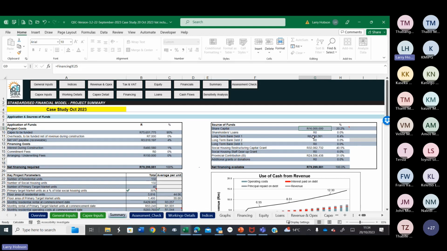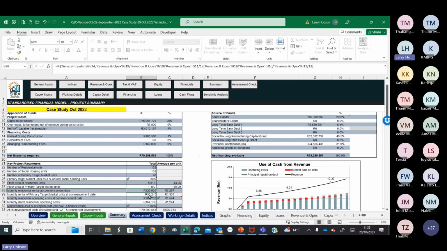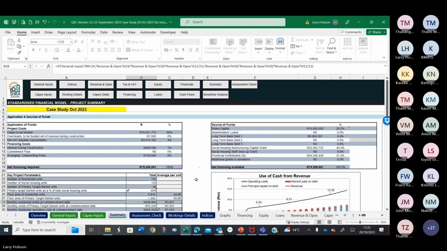You see our bank loan is reduced to a level where we can manage it. It would be nice to see costs per unit here, but I'm sure they are in the assessment tool that the SHRA uses to do their assessment. It would be nice to just see things on a per unit basis also, because that's where we have a feel for where things are in terms of our costs per unit.